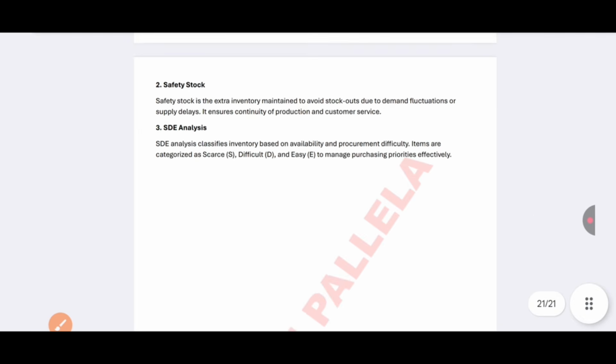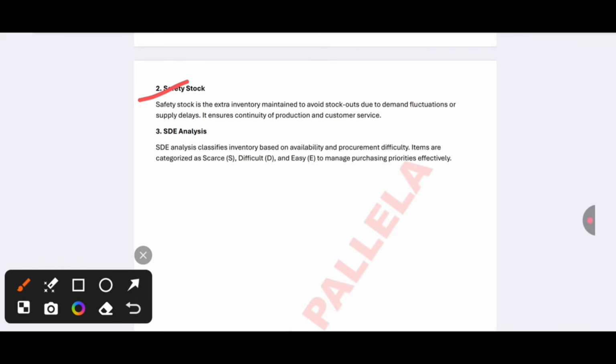Next one, safety stock. We all know about this safety stock. It is extra stock which we maintain to avoid stock outs. Okay, so when demand is fluctuating more, when supply is fluctuating more, that time this safety stock will be helpful for continuing the production and continuous customer service. Yes or no?